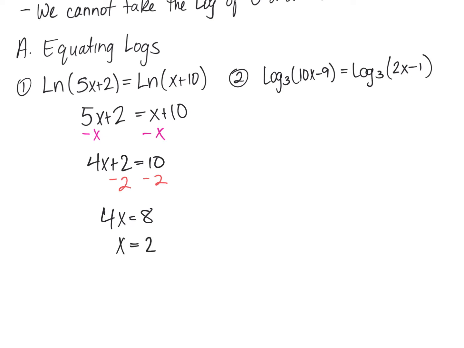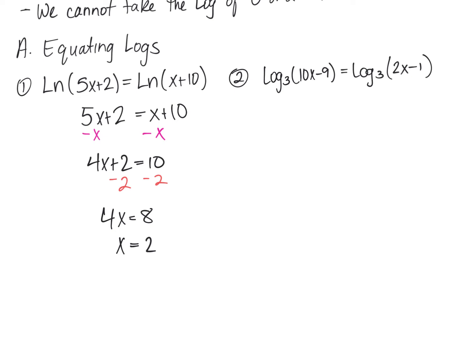Now if I plug that back in, does it keep what's inside the log positive? That's what we're really checking for. 5 times 2 is 10, plus 2 is positive 12, and 2 plus 10 is positive 12. So we end up with the natural log of 12 equals the natural log of 12, right? Which is true, and what's inside the log is positive. If I plug that back in and what's inside the log is negative, then it's no solution, because that doesn't exist.